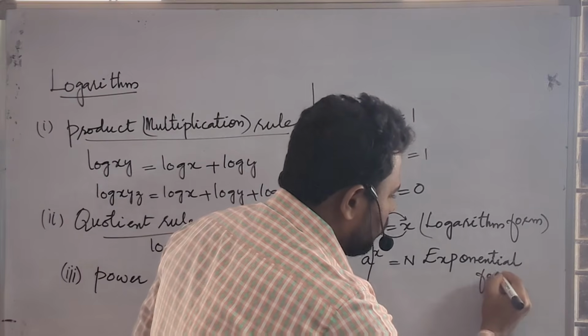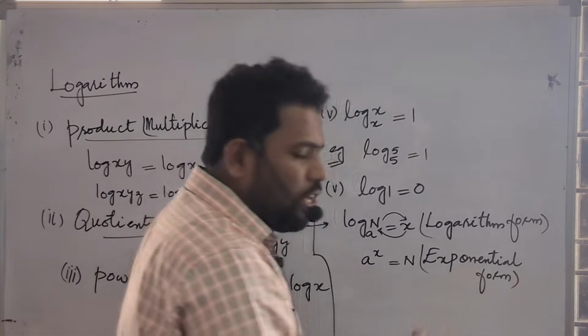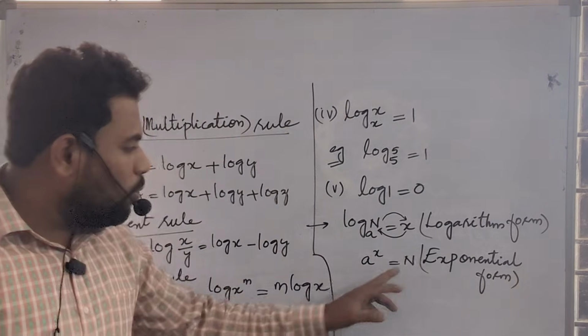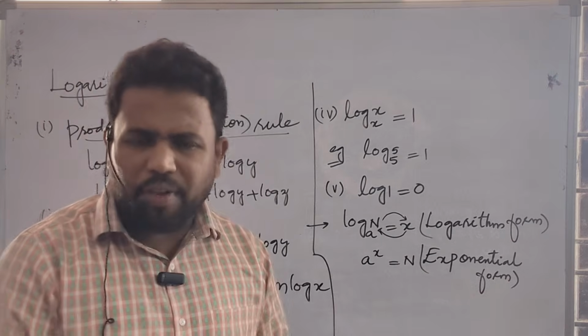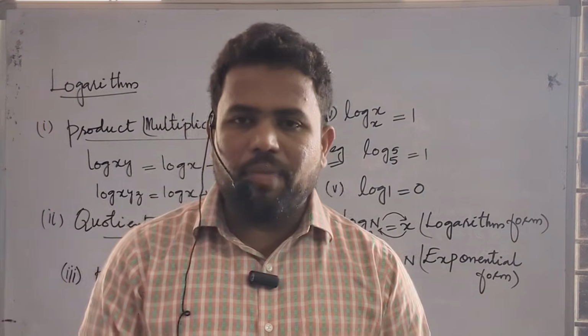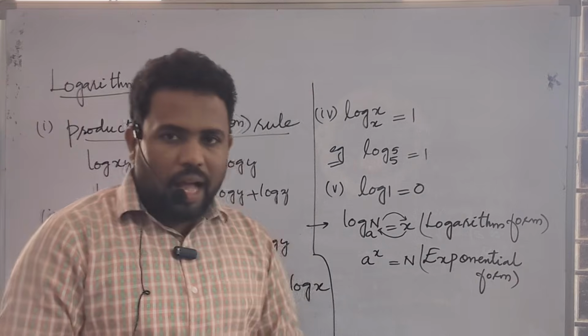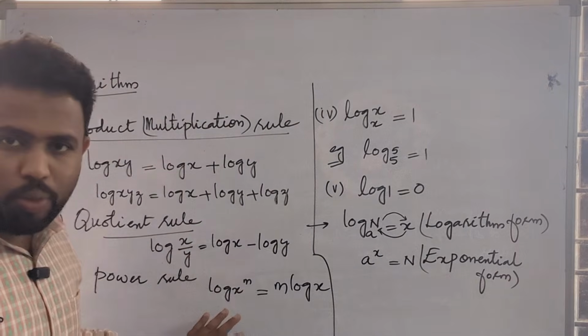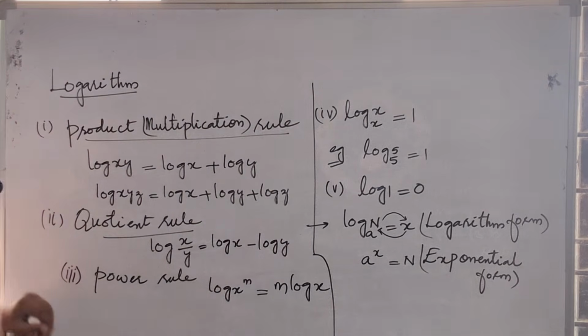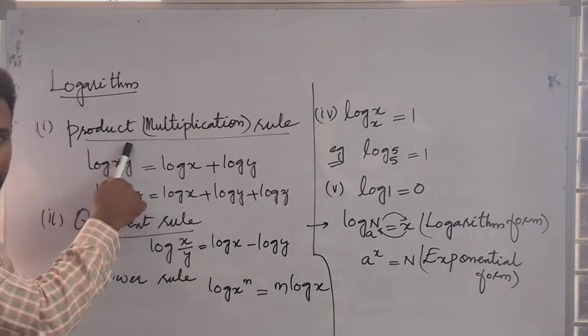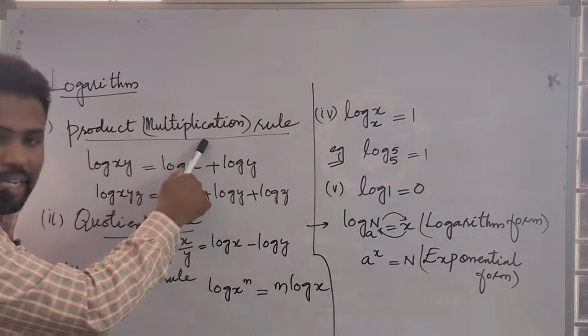Exponential form. So converting logarithm form to exponential form is not too difficult. In a very simple way, we can convert the logarithm form into exponential form. I hope you understood all these rules. Let me discuss one more time. The first rule is called the product rule, product in the sense of the multiplication rule.